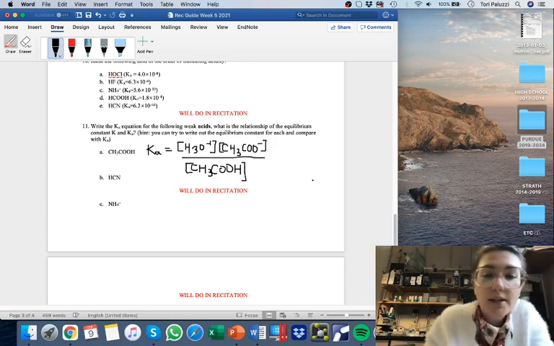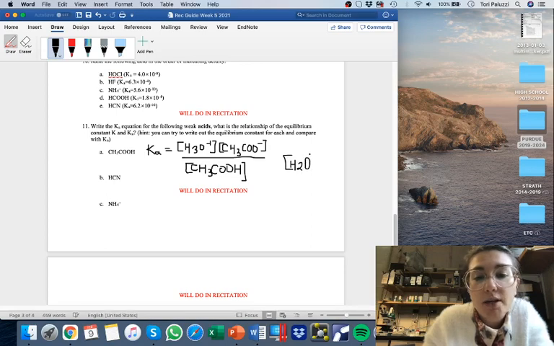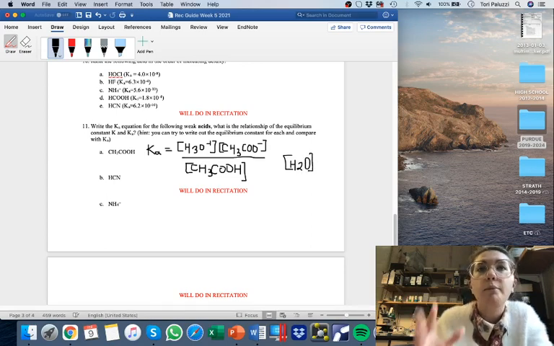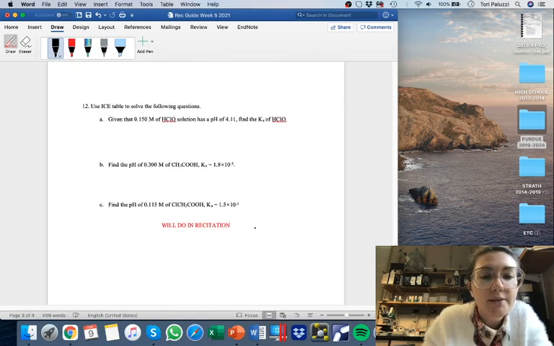Okay? So essentially, if I take K and multiply it by water, I would get Ka. Specifically, the concentration of water, because that is what is going to give us our Ka value, because most times water is what an acid is dissociating in. So that multiplied by K will also equal my Ka. Okay, we'll do the others in recitation.